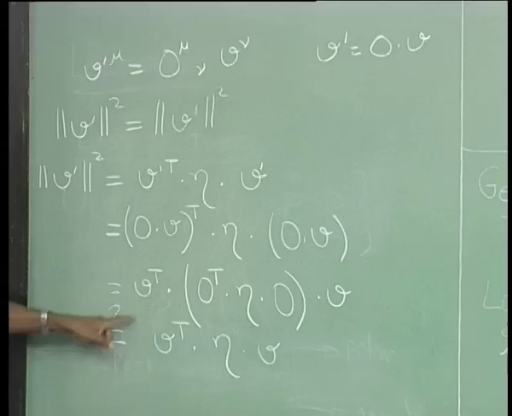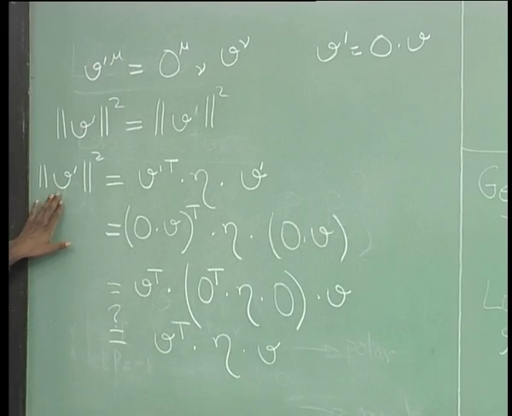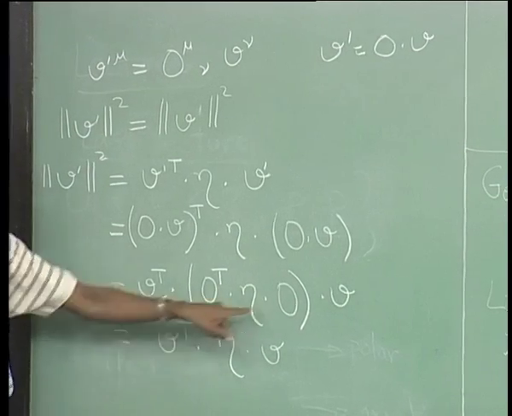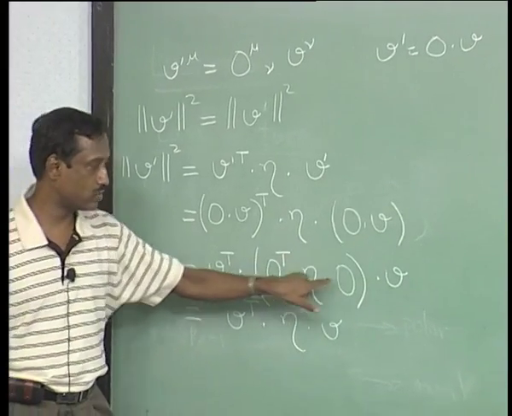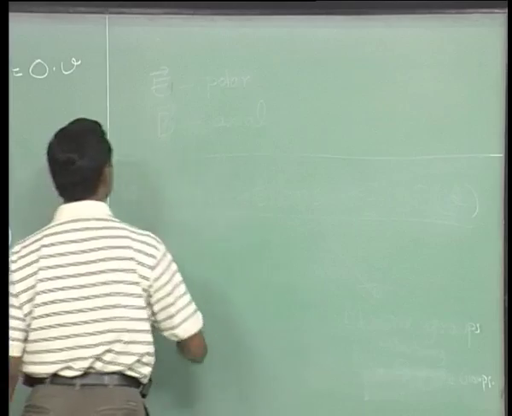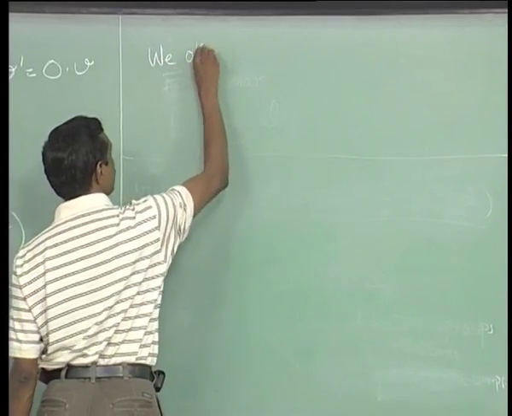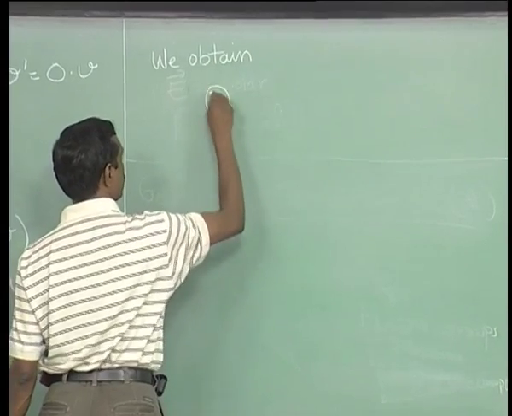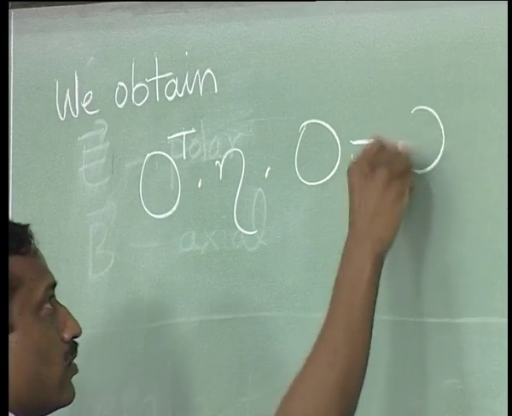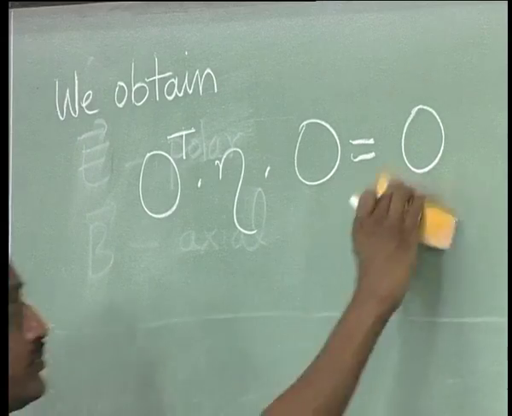Okay. So you can see that this has to hold for any V. So that can happen only if O transpose eta O is equal to eta. So now that definition is made much more concrete, and we see that the condition is, so we obtain, O transpose dot eta O is equal to eta.